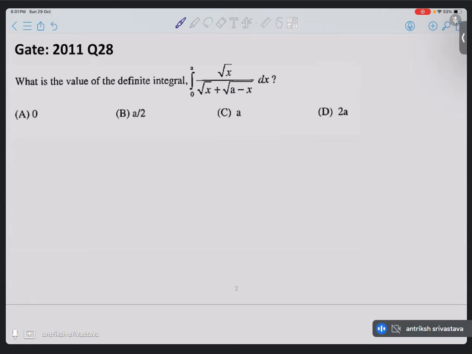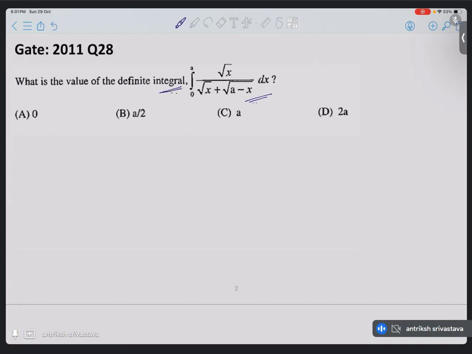What is the value of the definite integral 0 to a? The limits are from 0 to a. The fraction is root under x divided by, in brackets, root under x plus root under a minus x, bracket off. So this is the expression, and we are asked what is the answer for the definite integral of this.